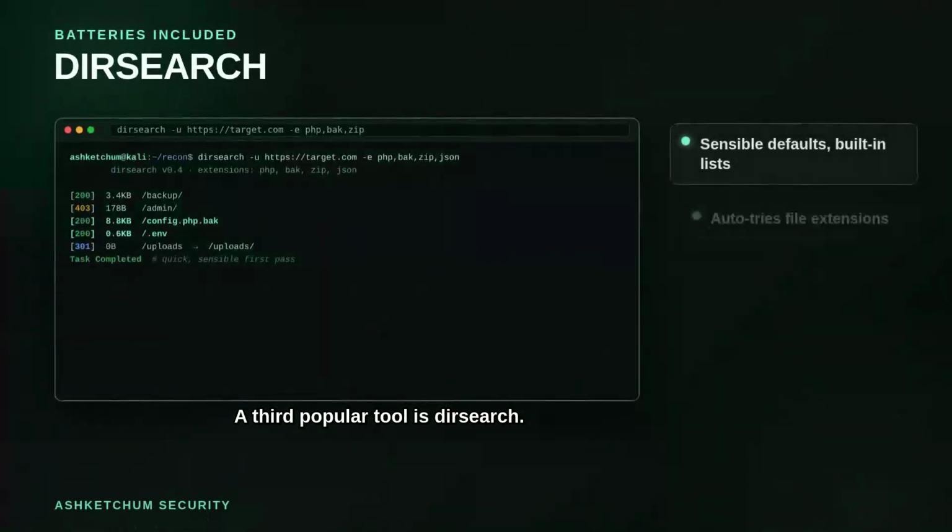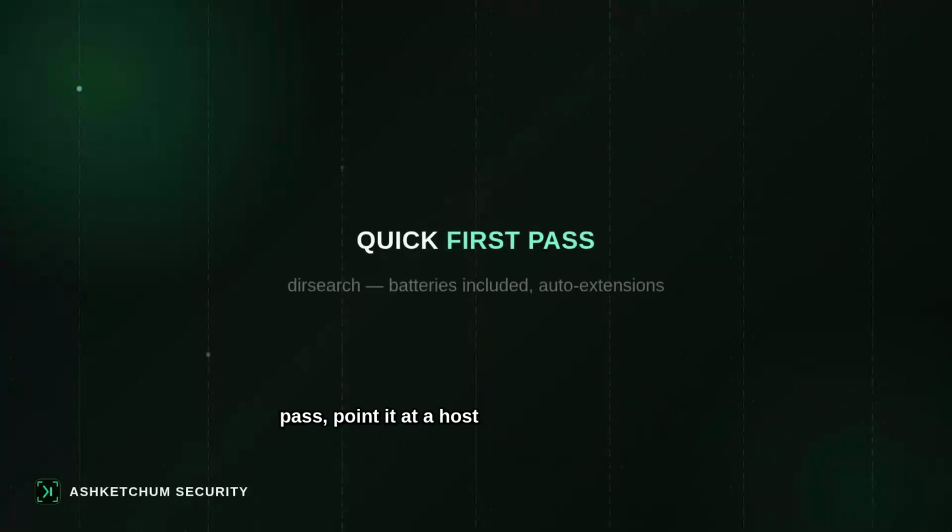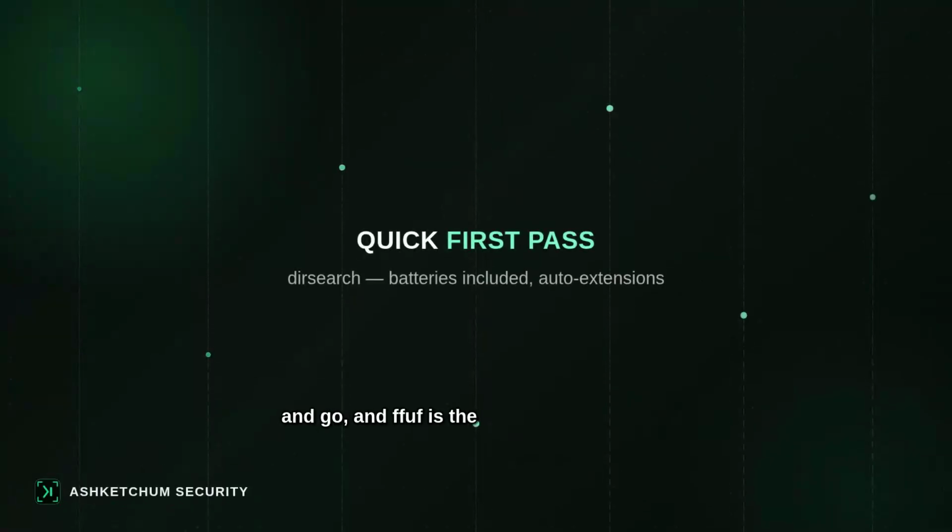A third popular tool is dirsearch. Where ffuf is a raw fast fuzzer you configure yourself, dirsearch comes batteries included, sensible defaults, built-in word lists, and it automatically tries common file extensions for you. For a lot of hunters, dirsearch is the quick first pass, point it at a host and go, and ffuf is the precise, heavily filtered follow-up. Different tools, same goal: uncover what's hidden.